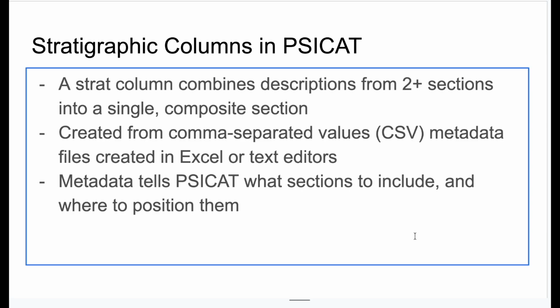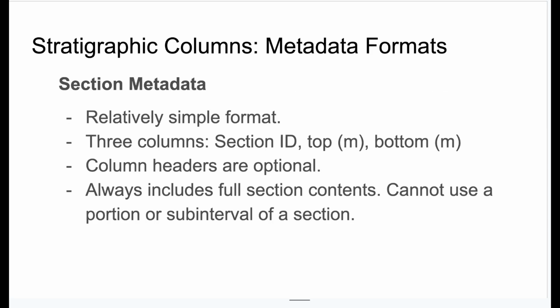There are two acceptable metadata formats. The first format, section metadata, is relatively simple, and we recommend using it when possible. It consists of 3 columns, a section ID, and a top and bottom depth in meters. The column headers are optional. And the main limitation of the section metadata format is that it always includes the full section contents. You cannot use this format to include a portion or a subinterval of a section in a strat column.